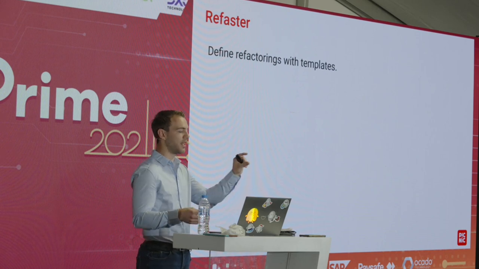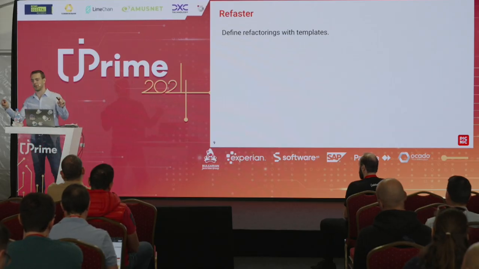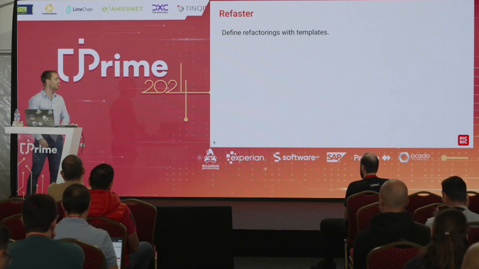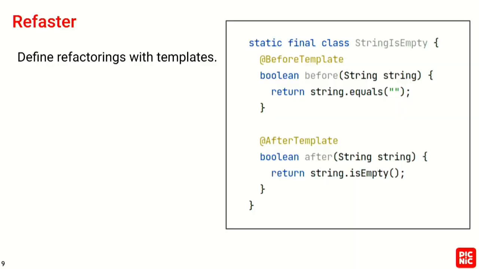I want to match things that look like this. And if you find one of them, I want to refactor it to the thing you provide in the after template. Let me show you an example that makes it a bit clearer. So you see here a refactor rule where we have in the top a before template and below we have an after template.